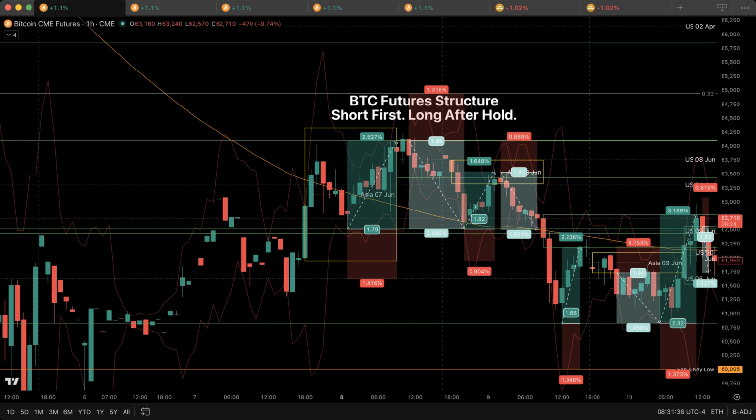Now build the second trade. Long setup after the short target. Entry line: June 5th U.S. session lower boundary. Stop loss line: February 5th key low. Take profit line: June 9th Asia session upper boundary. Trailing target: June 9th U.S. session upper boundary. Risk-reward ratio: 2.32 after trailing.